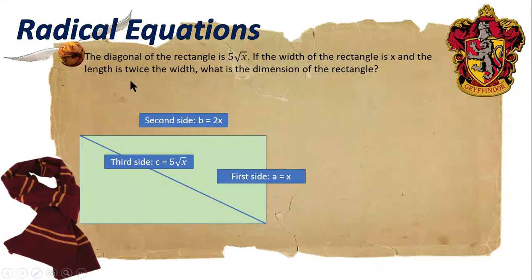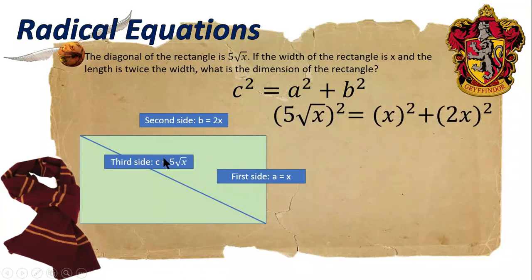And the question is, what is the dimension of the rectangle? We need to find the exact measurement of each given side: the first side, the second side, and this diagonal. So we just have to find the x first, and then evaluate this expression to get the exact value. As you can see here, we formed a right triangle, so the Pythagorean theorem is used here. The hypotenuse, or c, will be the longest side, which is 5 square root of x, and the first side is x, and the second side is 2x.